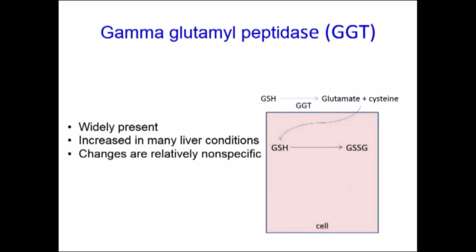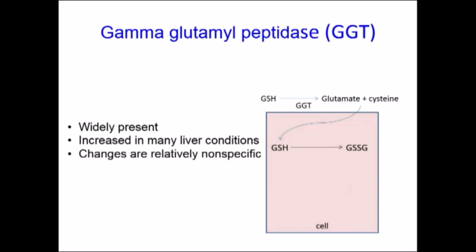GGT is a very misunderstood enzyme. It is widely present. So the common misconception is it's a liver-specific enzyme. It is not. It is widely present. In fact, the brain and kidney have a ton of GGT in them. But it's also present in the liver and is very, very sensitive to the most minor thing that happens to the liver, the GGT tends to go up. So it's relatively non-specific. And it turns out that GGT may actually be a better marker of oxidative stress.